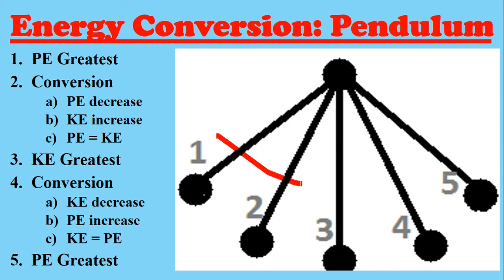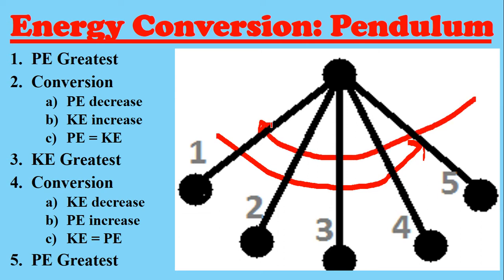And then it's going to start to swing back up at point 4. Another conversion is happening. This time kinetic energy is decreasing. Potential energy is increasing because you're starting to increase your height. And right now they're equal. And then when you get to point 5, potential energy is at its greatest. The thing about a pendulum is it's going to keep swinging back and forth. And the same process is going to happen. You're just going to reverse 2 and 4.